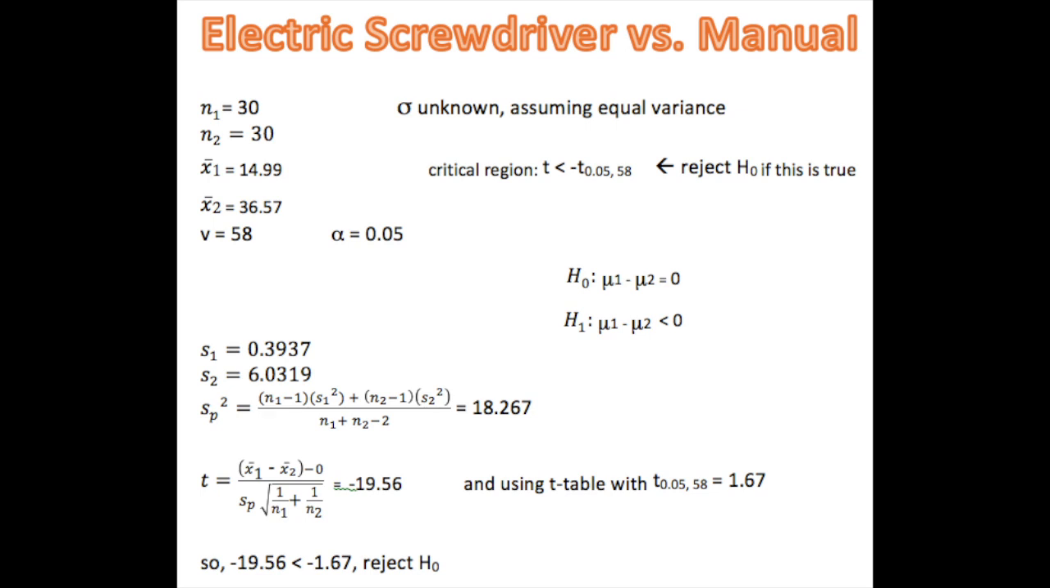Using a sample size of 30 from both sets of data, a sample mean and standard deviation was calculated to use in our t-statistic calculation. With our calculated t-statistic, it was found that we were to reject our null and conclude that there was a significant difference in the means, demonstrating that the task time improved by using an electric screwdriver.